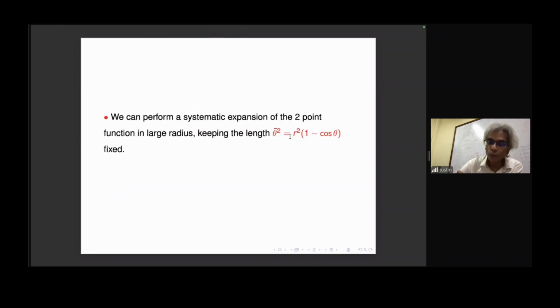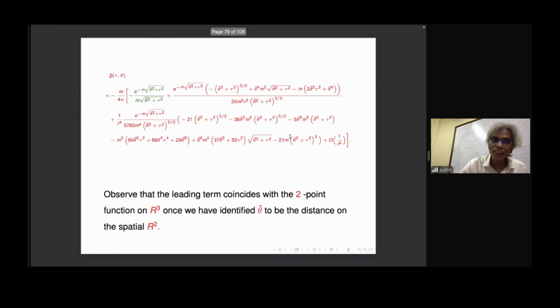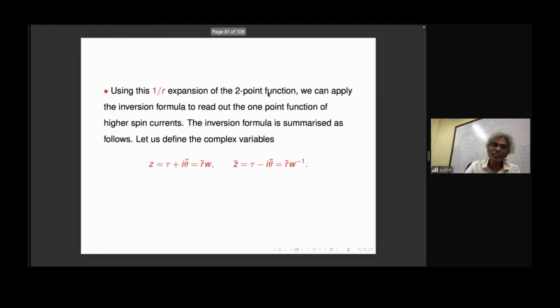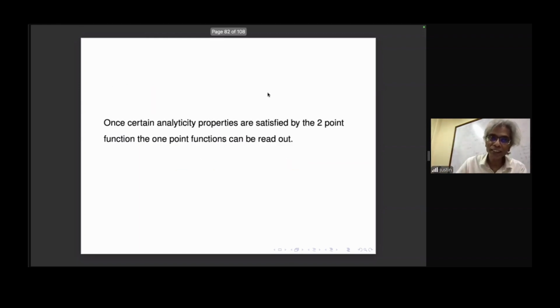So now, once you have this 2-point function, you can systematically do an expansion at large radius. And yeah, it's a mess. It's a systematic expansion in large radius. And here is the term, the flat space term. And then there is the systematic expansion. Once you have that expansion, you can apply the inversion formula for each of these 1 by r terms.